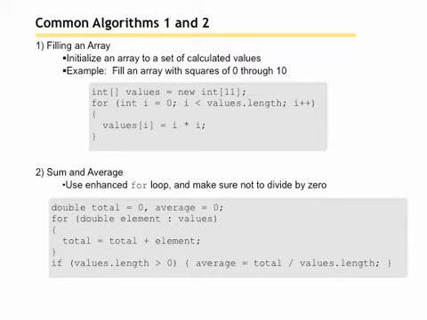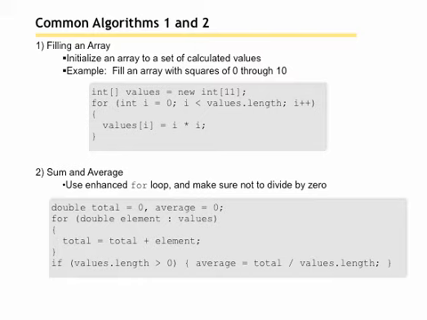We can sum and average array elements. Notice in this case that we are using the enhanced for loop because we don't want to modify the elements in the array. We just want to access them. We just want to read them. And in this case, we are totaling all the elements up by saying total = total + element. And then when we're done with that enhanced for loop, we divide our total by the number of elements in the array to come up with the average.